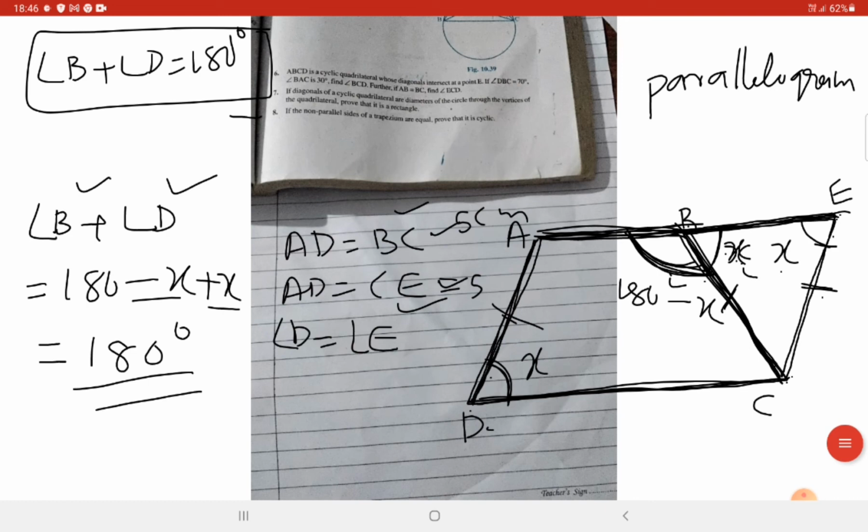Now we know ABCD is a quadrilateral. Total angle sum is 360 degree. We got these two angle sum is 180 degree. Then how much remaining in 360? 180 remaining. Which implies angle A plus angle C is also 180 degree. So in quadrilateral ABCD, sum of the opposite pairs of angle is 180 degree. Hence it is cyclic.